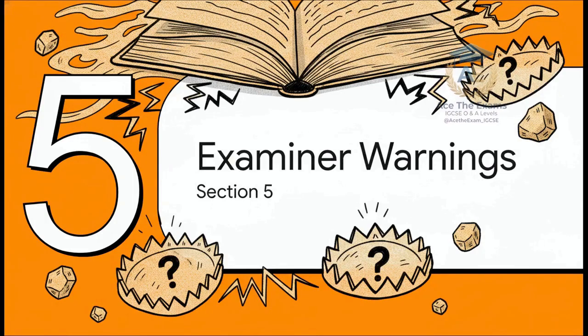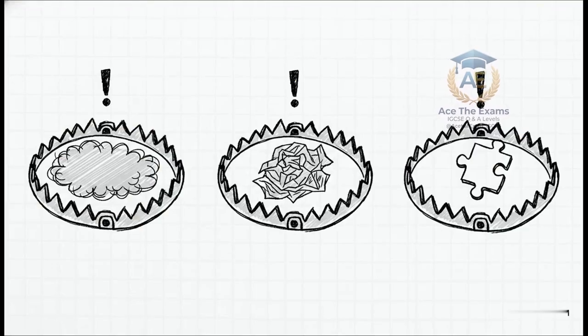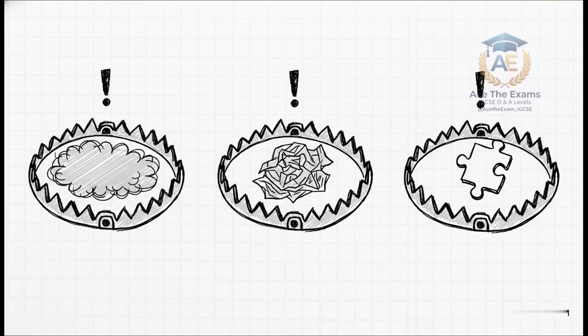Finally, let's look at the pitfalls. Section 5, Top Examiner Warnings. Opening up the principal examiner reports is like reading the examiner's diary. It reveals the exact traps that catch students off guard every single cycle. These reports are pure gold mines, telling us precisely what the people grading your paper are most frustrated by.